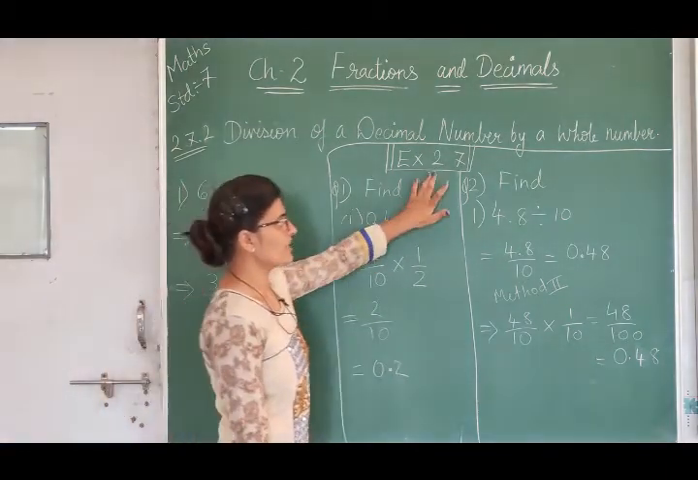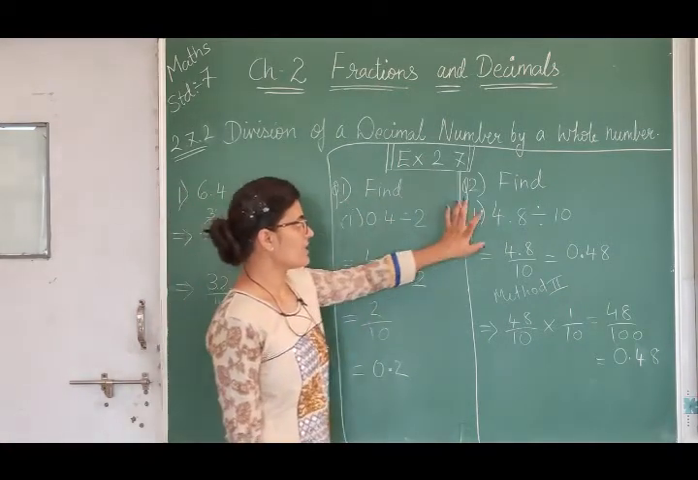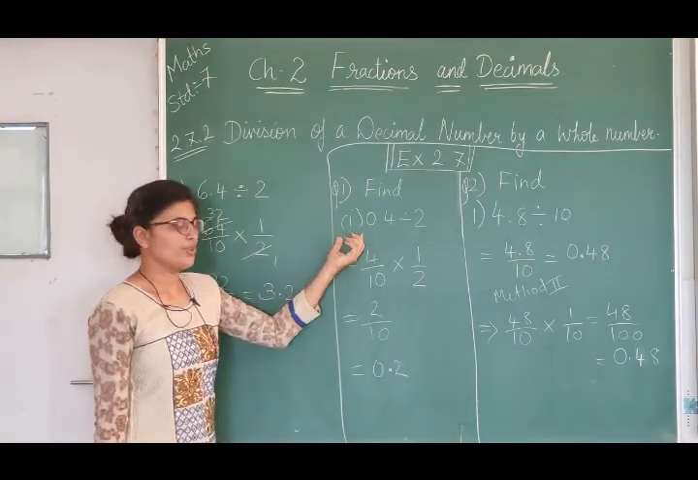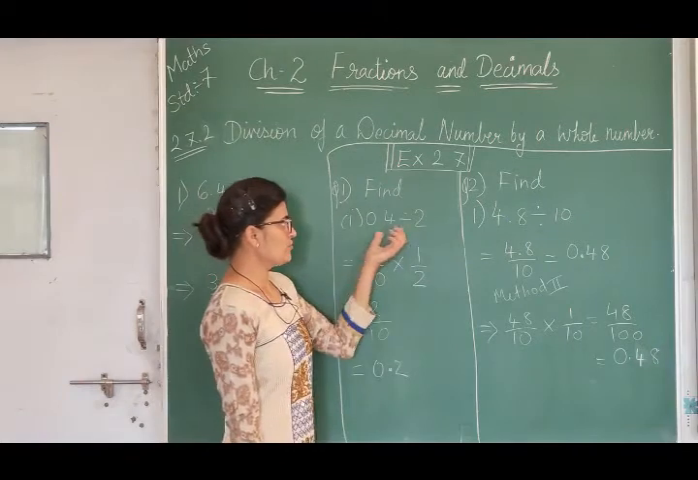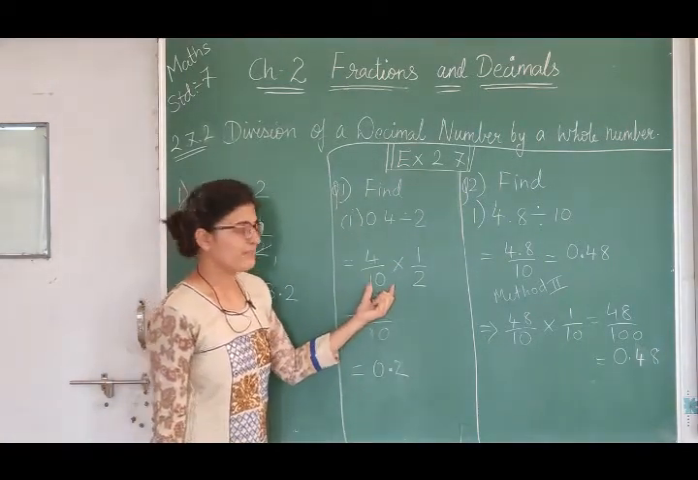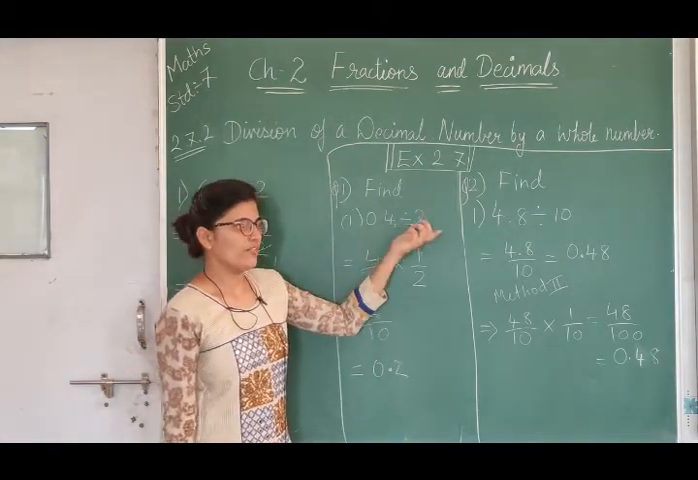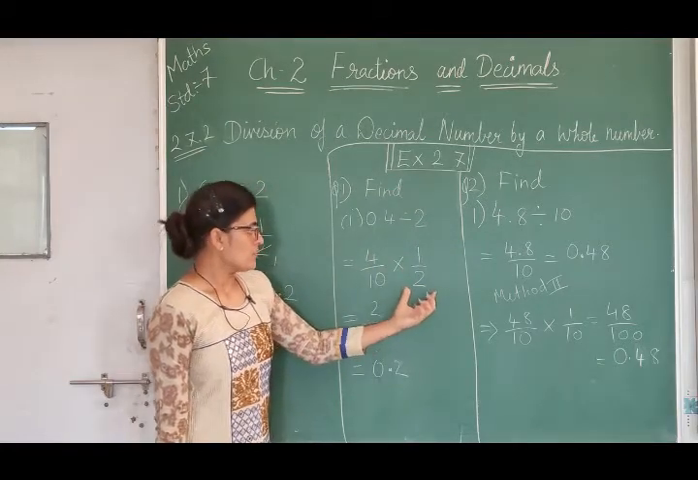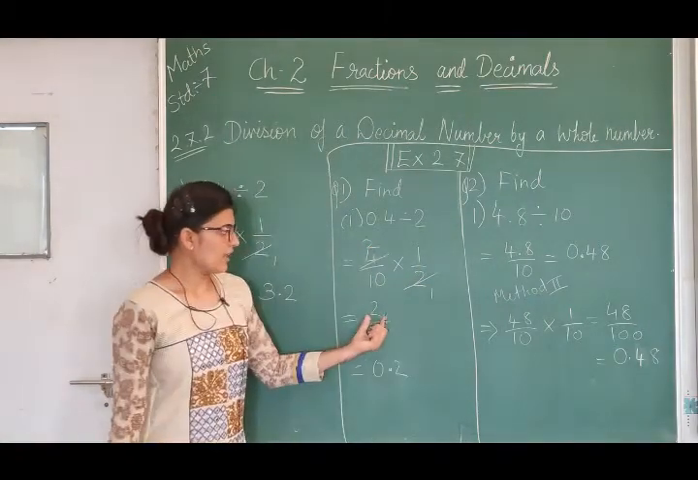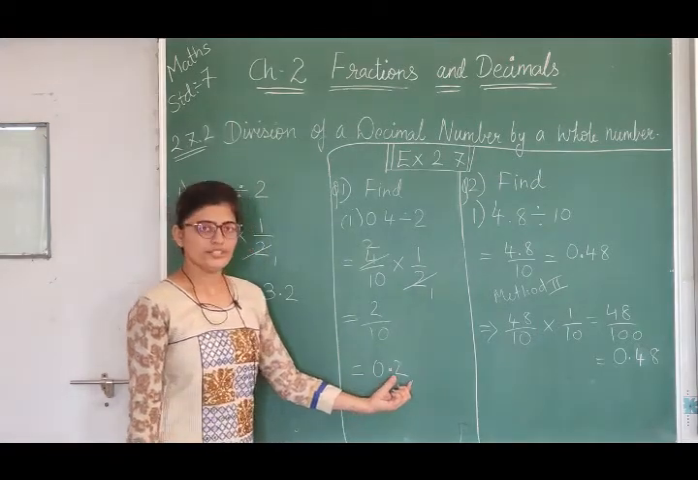Now exercise 2.7 is given in your textbook. Now in question number 1 find the first, and in question number 2 find the second. For question number 1, the first one I will do for you, 0.4 divided by 2. Simply 0.4 we can convert into the fraction 4 divided by 10. The division sign we will convert into a multiplication sign. 2's reciprocal, we have to take 1 by 2. So the answer will be here 2 2s are 4, 2 1s are 2, 10 1s are 10. So 2 by 10, the required answer is 0.2.